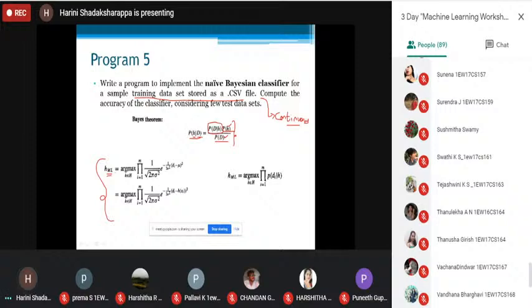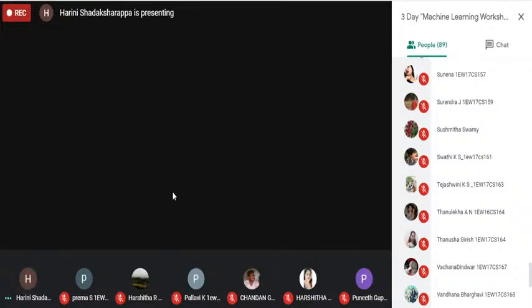ML does not represent machine learning. ML represents maximum likelihood. Okay.